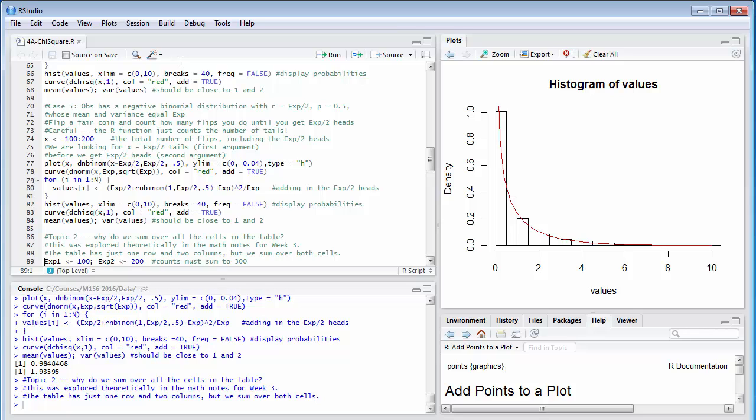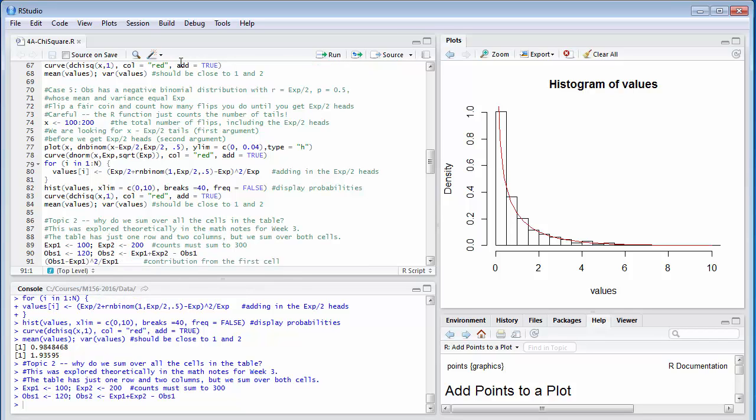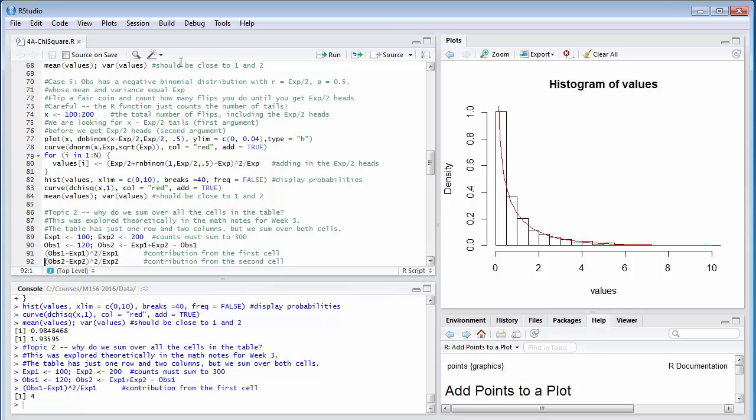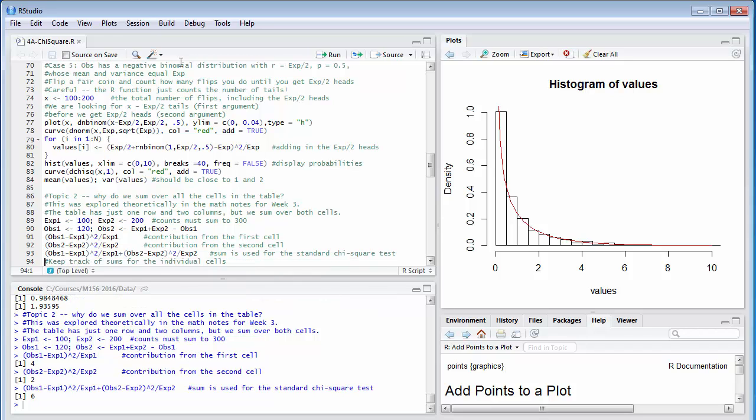So let's have an expected number of counts of 100 in the first cell, 200 in the second cell. Suppose I have 120 observed counts in the first cell, then the number of counts in the second cell, of course, has to be what's left over, in this case 180. So there's our contribution from the first cell, it's 4. If we use the second cell, we get 2. And if we sum them, which is what one does for a standard chi-squared test, we get 6.